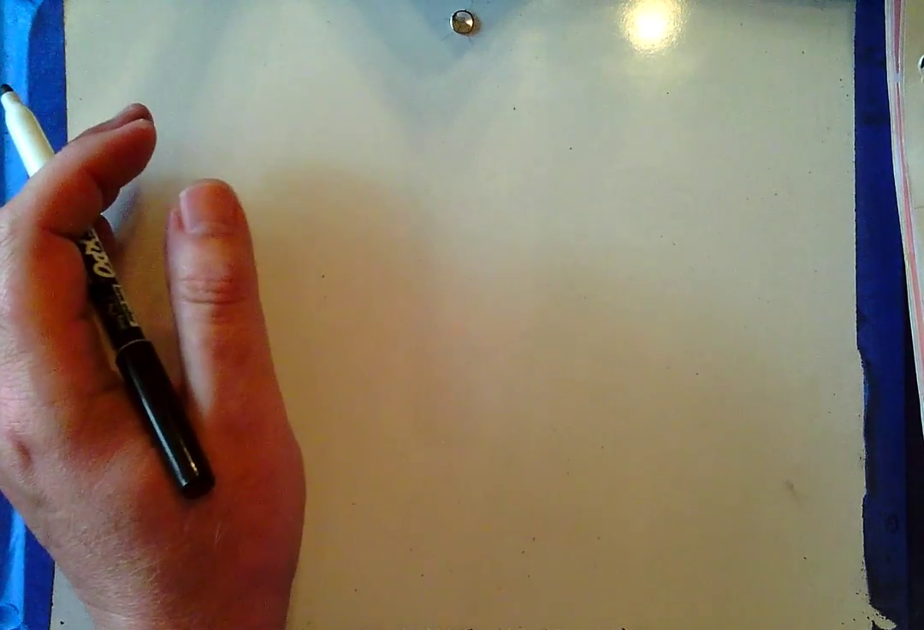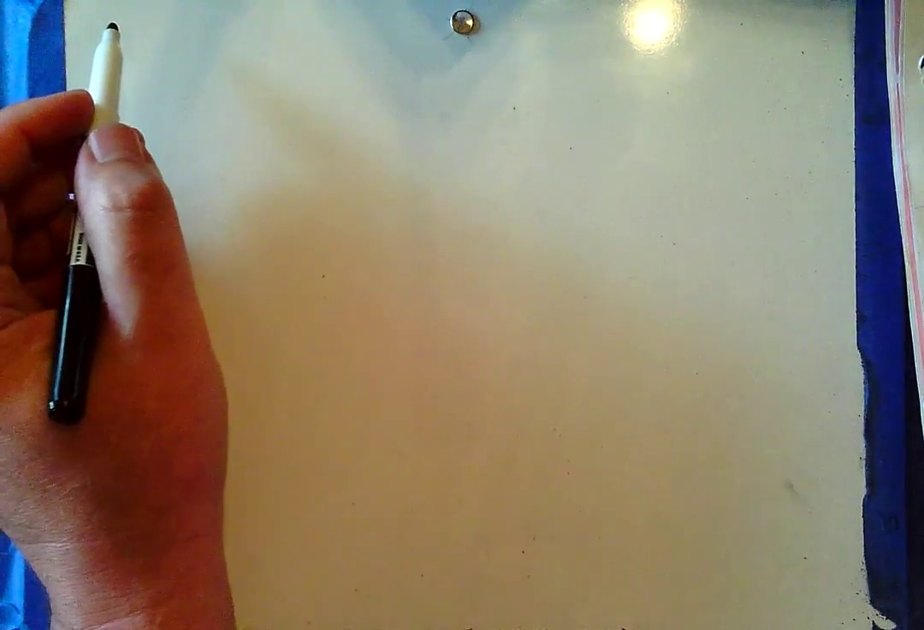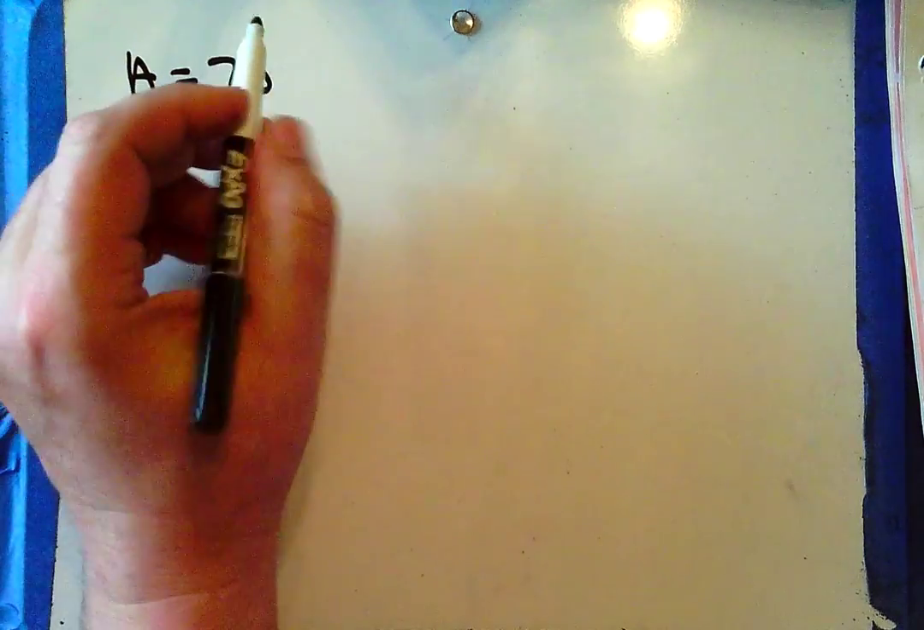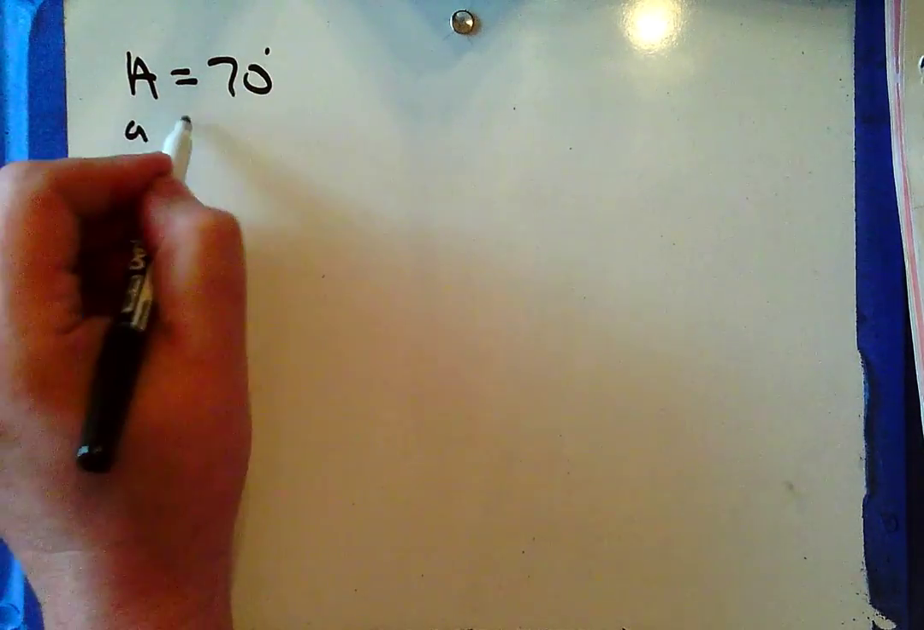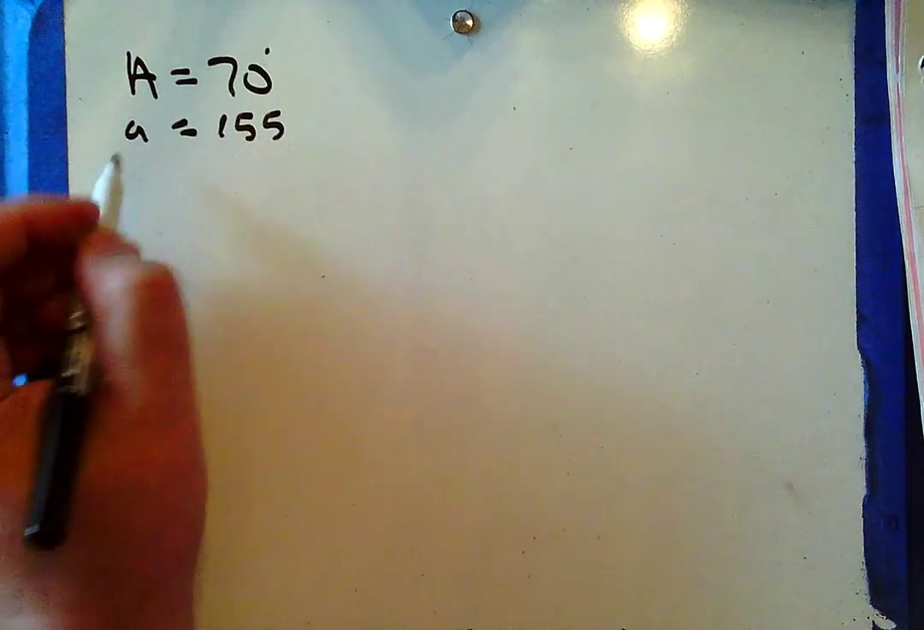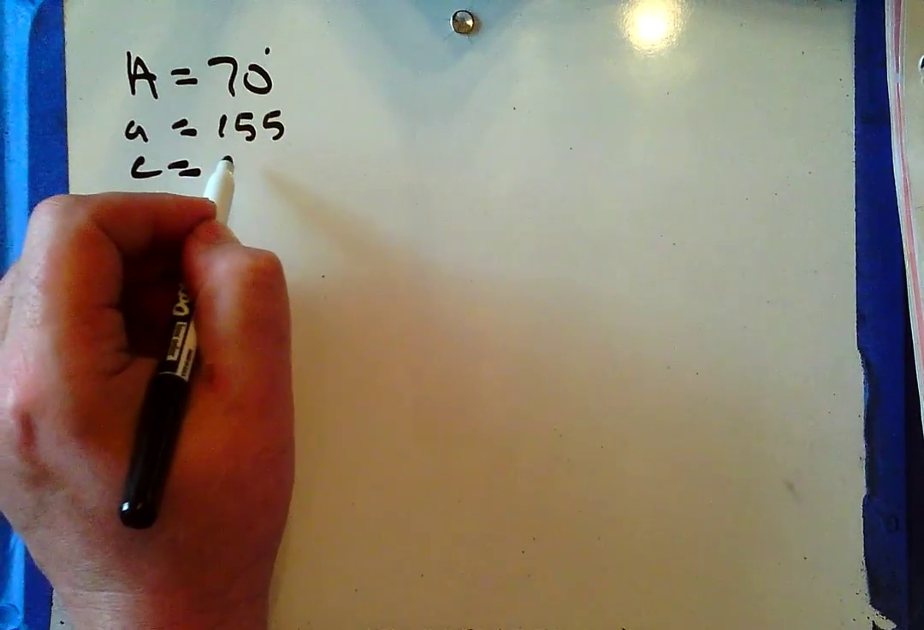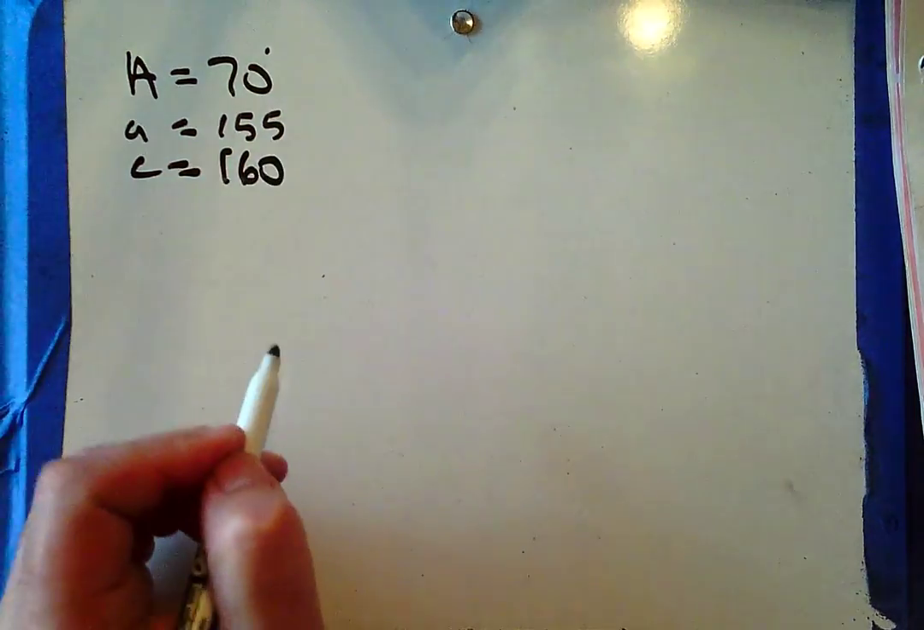They already feel comfortable with one solution and no solution, so let's focus on identifying if there's a second solution. Well, I'm telling us already in this problem that there is a second solution. So let's see about finding it. Angle A is 70 degrees, little a is 155, and little c is 160.